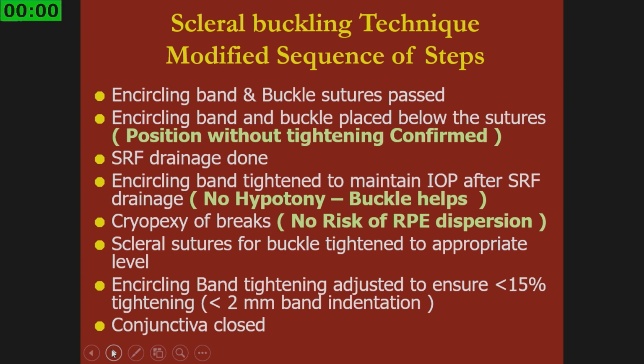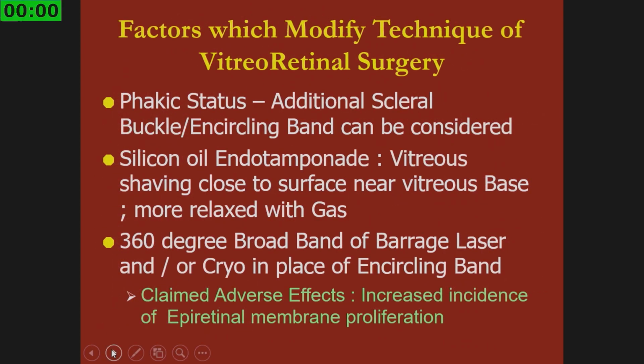Then do the cryopexy. Now when you do the cryopexy, you're doing it in a dry retina, so there is no dispersion of RPE cells within the subretinal space. And then go ahead and tighten to the appropriate length. This is a little different from the conventional technique, but a much safer way of doing the buckling procedure.